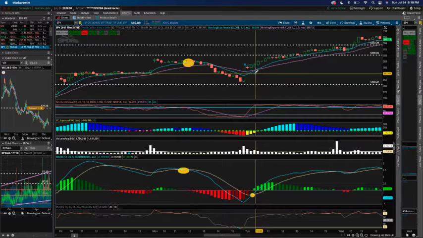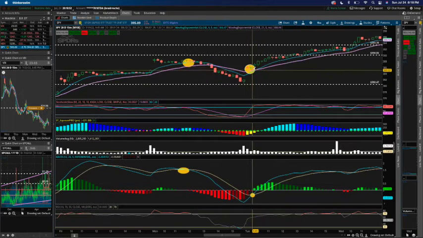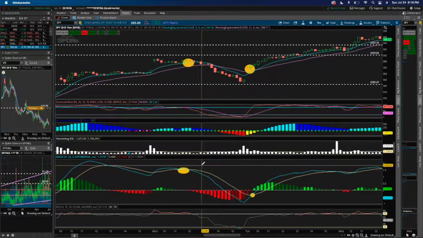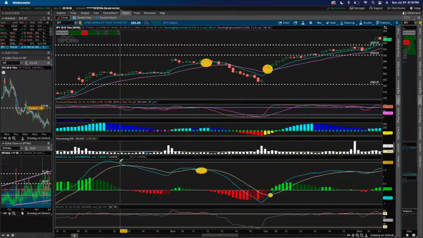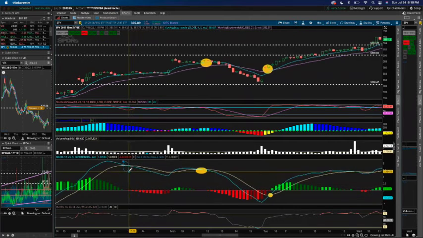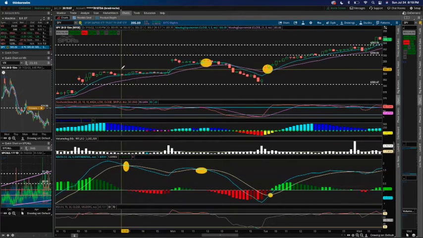Right here, that's where the cross was. So you can see the cross happened on this candle here, and we continued up from there. That actually looks very good. But you can see how in some examples, it doesn't always work out like that. That's why these aren't the be-all and end-all, whatever that saying is.